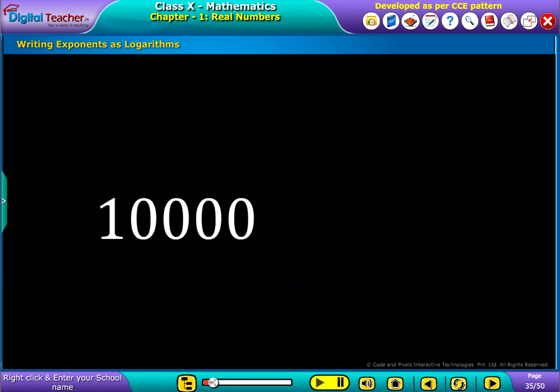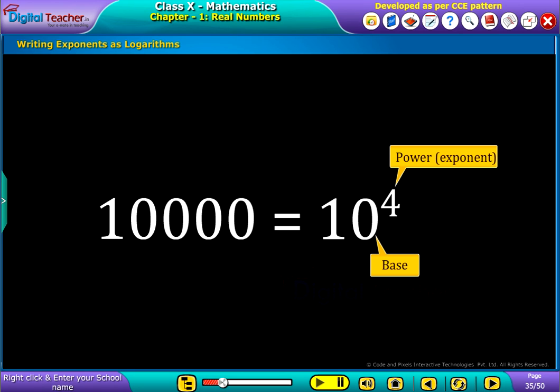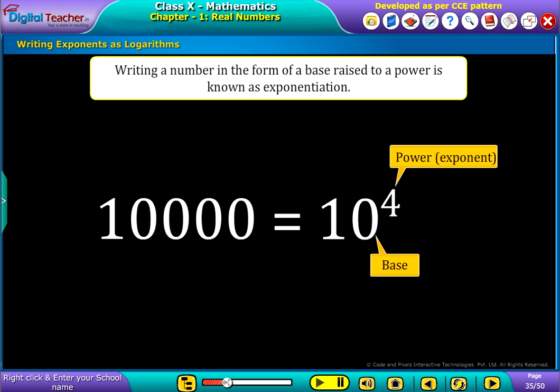Now, let us know what a logarithm is. Writing exponents as logarithms. For example, 10,000 can be written as 10 power 4, where 10 is the base and 4 is the exponent. Writing a number in the form of a base raised to a power is known as exponentiation.